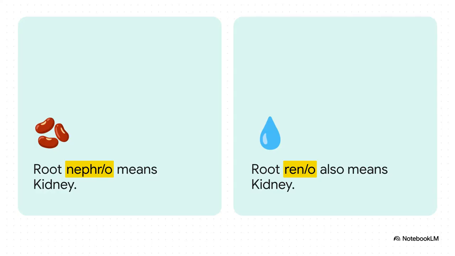But here is exactly where the CPC exam is going to try to trick you. Take nephro and reno. They look completely different, right? But guess what? They both mean kidney. No joke. You might see nephritis in one sentence and renal failure in the next. You need to instantly know they refer to the exact same organ. It is absolutely vital for tracking those chronic disease narratives in a patient's chart.